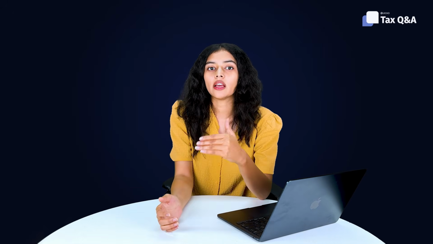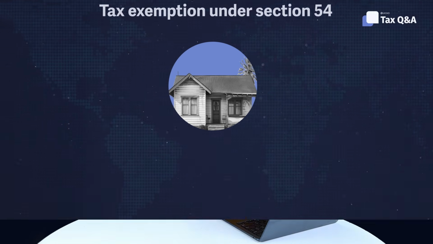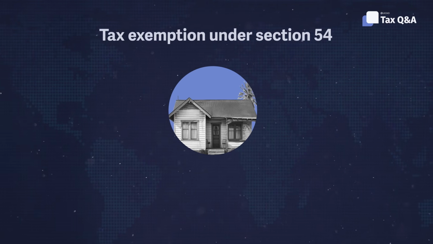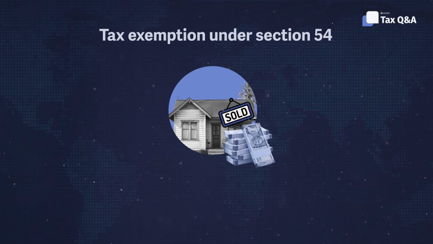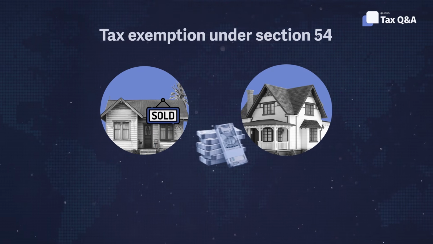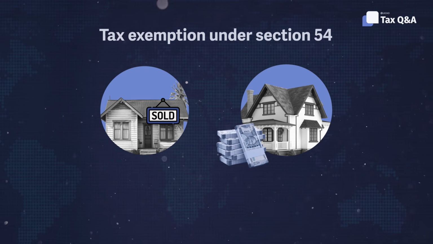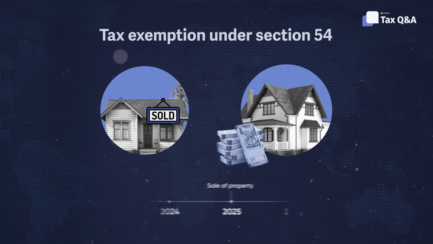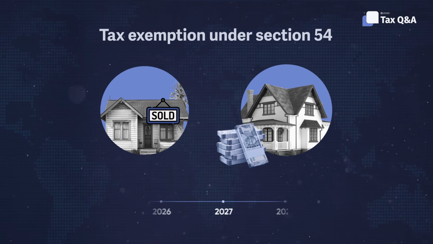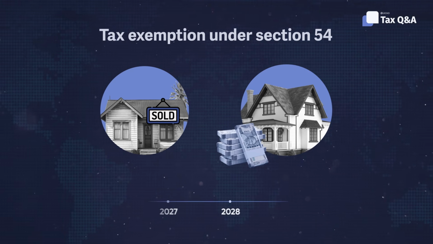There are certain exemptions available for NRIs if they have long-term capital gains. Number 1 is exemption under Section 54. This one applies when you sell a residential property and reinvest the capital gains into another residential property in India. The new property has to be purchased within a specific timeline, either within 1 year before or 2 years after the sale, or constructed within 3 years. If you meet the conditions, you can claim full or partial exemption.